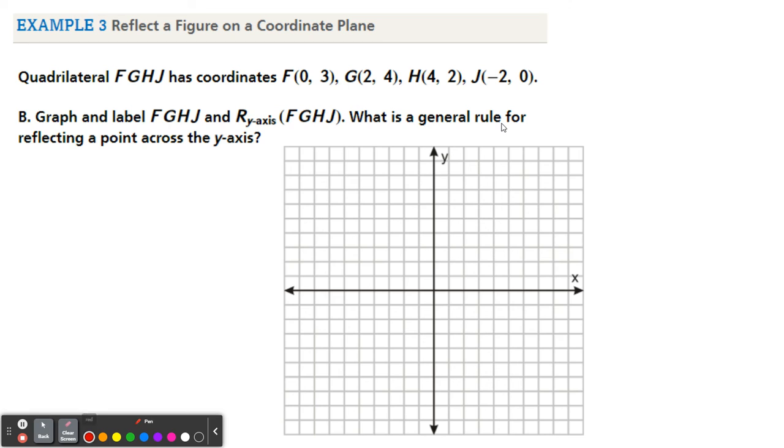Okay, so it looks the same, but it's part B. Same figure, but now we want to reflect it across the y-axis and come up with the general rule. So maybe you have an idea already. Okay, so we're going to take the original figure 0, 3, that's F, 2, 4, that's G, 4, 2, that's H, and negative 2, 0, that's J. We're going to connect it. Okay, and now this time we're going to reflect across the y-axis, which is this guy going up and down.